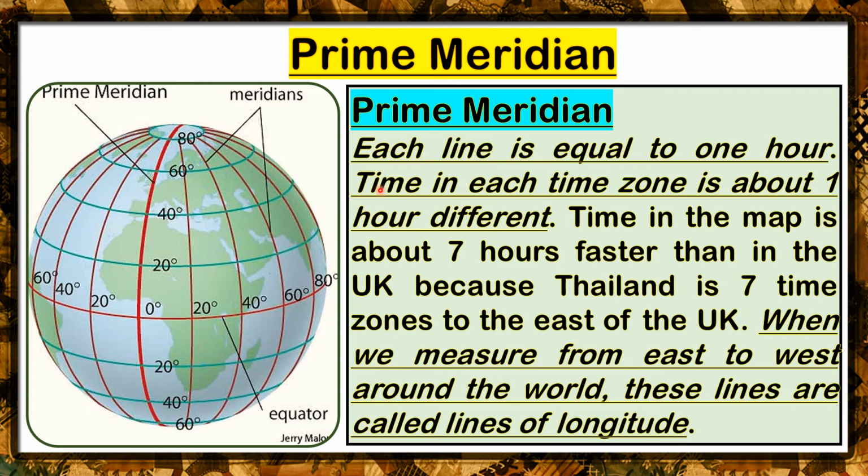Time in each time zone is about 1 hour different. So it means each line means 1 hour. It can be earlier, it can be behind or ahead. It depends on where you are. Are you in the western part of the world or the eastern part of the world? It all depends on your location. Time in Thailand is about 7 hours faster than in the UK because Thailand is 7 time zones to the east of the UK. So when we measure from east to west around the world, these lines are called lines of longitude.